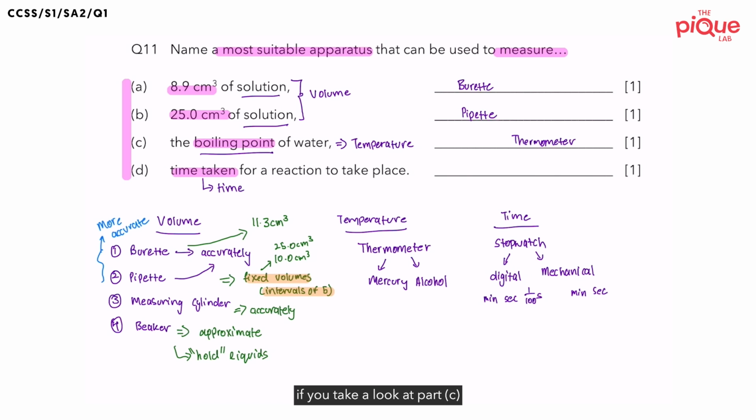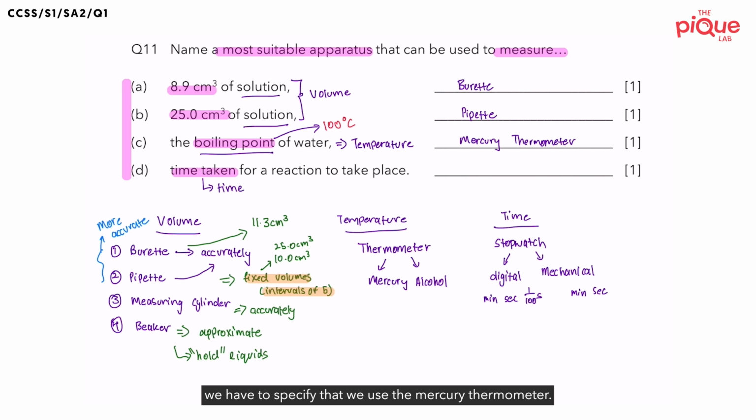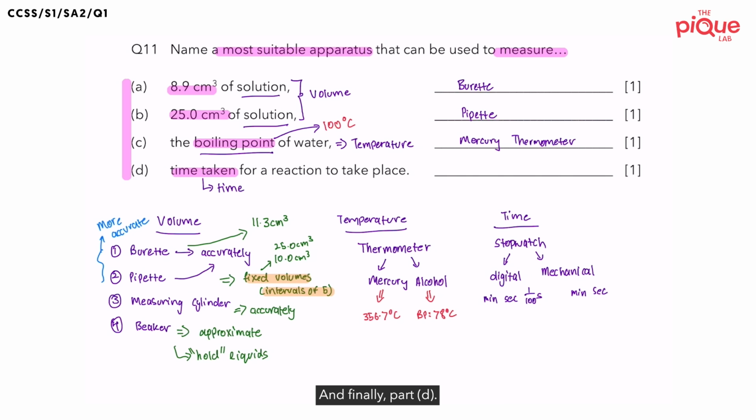However, if you take a look at part C, they specified the boiling point of water. What is the boiling point of water? It is 100 degrees Celsius. And if we want to measure the boiling point of water, we have to specify that we use the mercury thermometer. And why is that so? It is because if you take a look at the alcohol thermometer, the alcohol inside has a boiling point of 78. And if you take a look at mercury, the boiling point of mercury is 356.7 degrees Celsius.